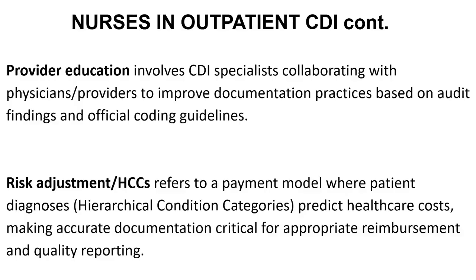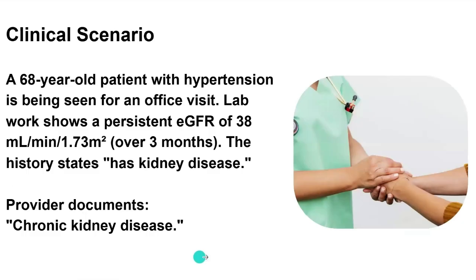Risk adjustment and hierarchical condition categories refers to a payment model where patient diagnoses are grouped. These are ICD-10 codes that are grouped in hierarchies, and these hierarchies essentially predict healthcare costs, making accurate documentation critical for appropriate reimbursement and quality reporting. So this is very high level. We can get into the details during either a consultation or one of our workshops. If you want to, do your own research to find out more about risk adjustment and the HCC model. We're not going to go too deep in that, but we will go into some examples in some of the upcoming slides.